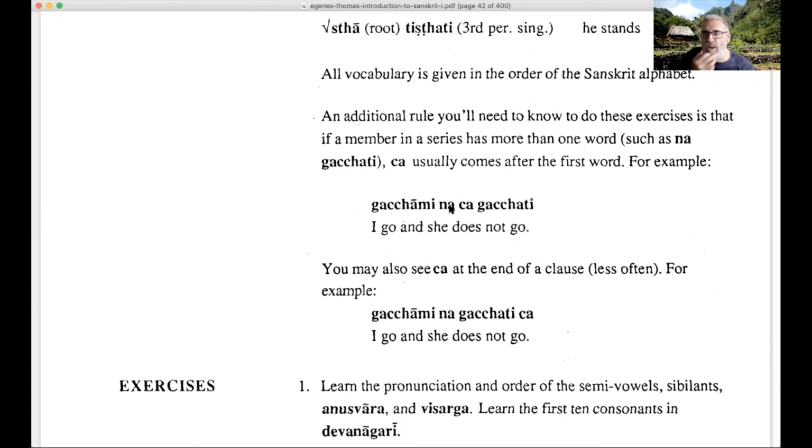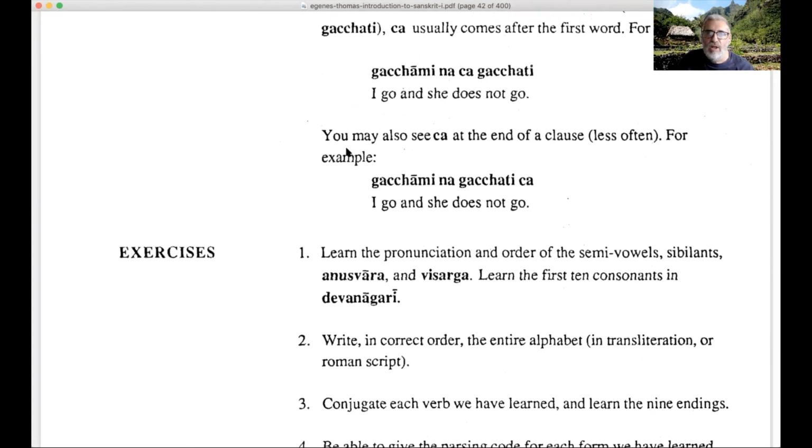So here we would expect up to now that if there's a series of things going on, we would expect to put the na before the gachati. We would expect to say gachami, cha, na gachati, right? That may also be correct, but he's saying it's better to put the cha somehow or other here. I don't know why. Anyway, that's his thing. Okay. You may also see cha at the end of a clause. Okay. So who knows what a clause is?